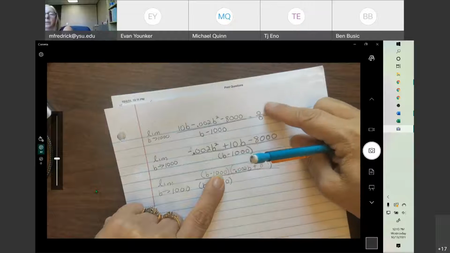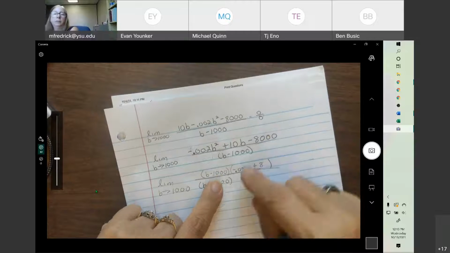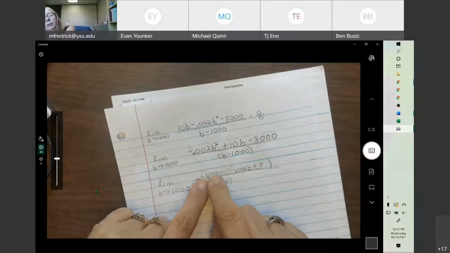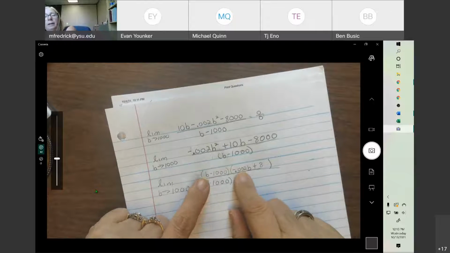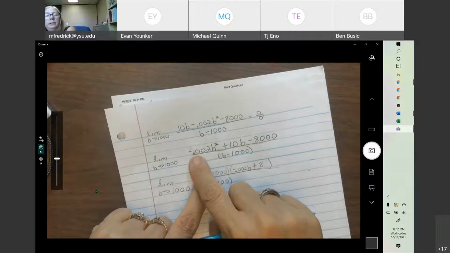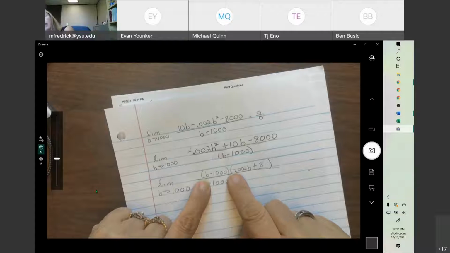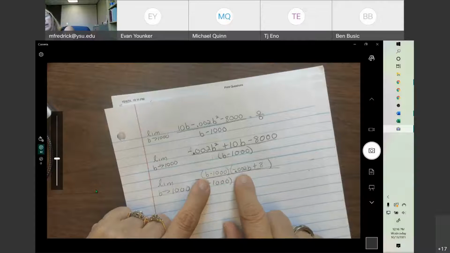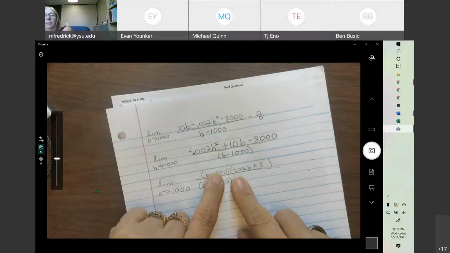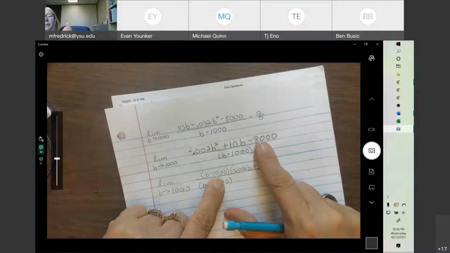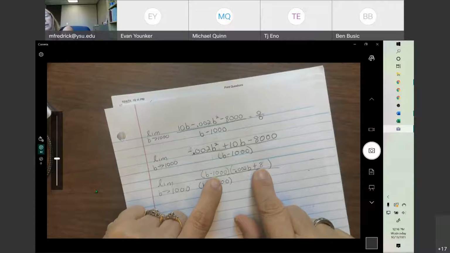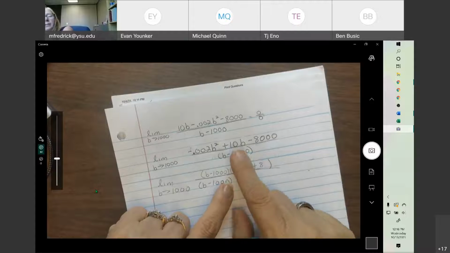We know it will because we have 0 over 0. So I took this factor and used it on top because that gets the 0 over 0. And then I looked at b and said, what do I need to multiply by to get this? Well, I need to multiply by a negative 0.002b, because if I multiply these, I'll get that. Then I looked at my negative 1,000. What do I need to multiply this by to get the negative 8,000? Well, I need an 8. 8 times negative 1,000 is negative 8,000. Now, if you do the outside and the inside, you're going to get a 10b.